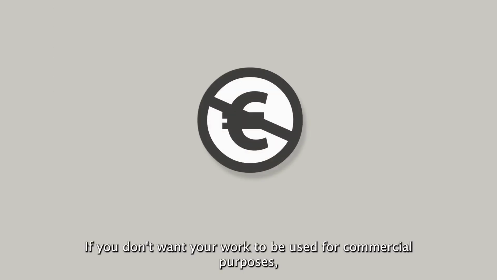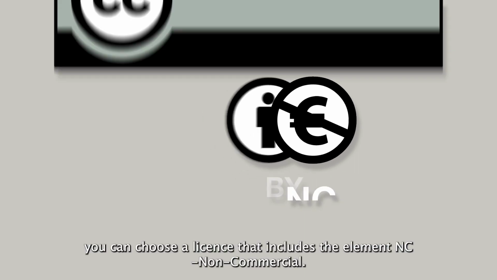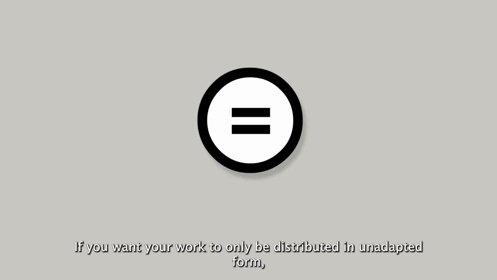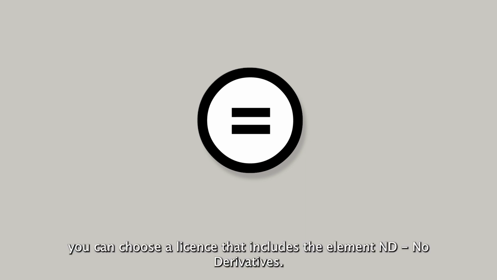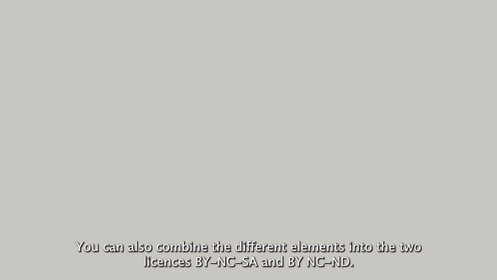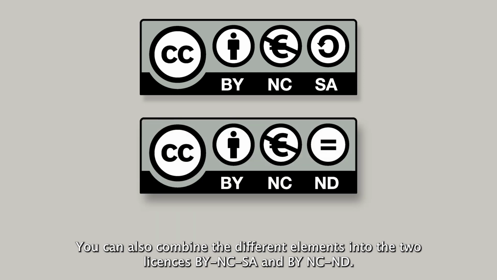If you don't want your work to be used for commercial purposes, you can choose a license that includes the element NC, non-commercial. If you want your work to only be distributed in an unadapted form, you can choose a license that includes the element ND, no derivatives. You can also combine the different elements into the 2 licenses BY, NC, SA, and BY, NC, ND.